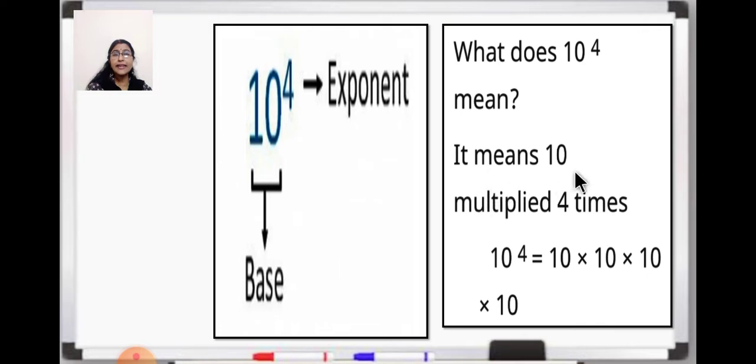It means 10 multiplied 4 times. That means you have to multiply 10 4 times. So we will write it like this: 10 to the power 4 will be written as 10 into 10 into 10 into 10. So 4 times we will write 10.